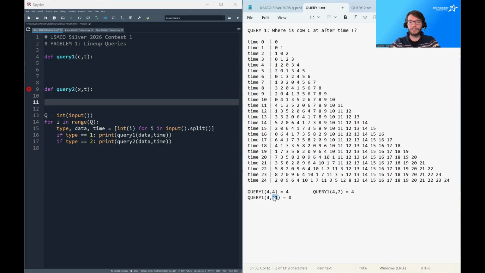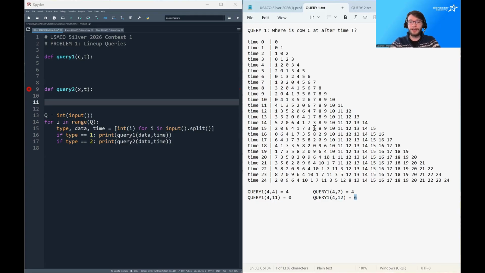This is 4, 11, and this is saying where is cow 4 after time 11? If we see time 11, we can see that cow 4 is in position 0. It's just about to jump. And at the very next moment in time, it is going to jump halfway through the values, and it's going to end up at position 6. So at time 12, it jumps halfway through the array and lands at position 6.